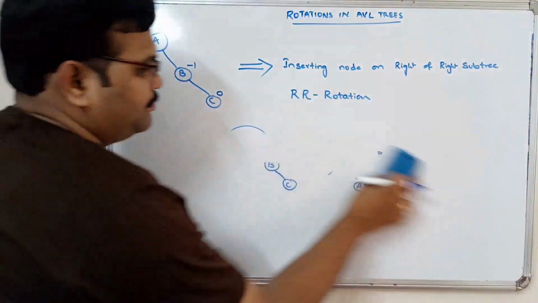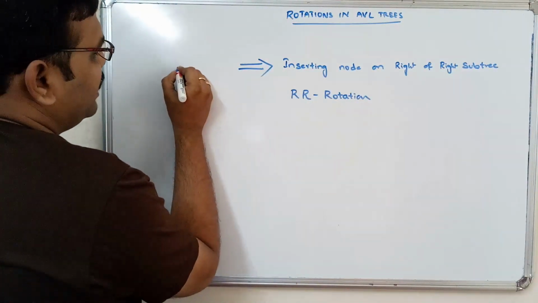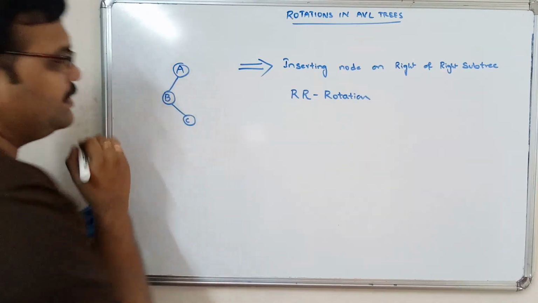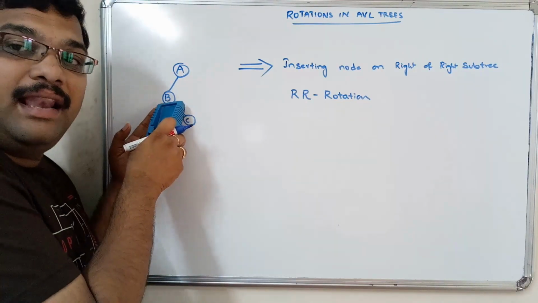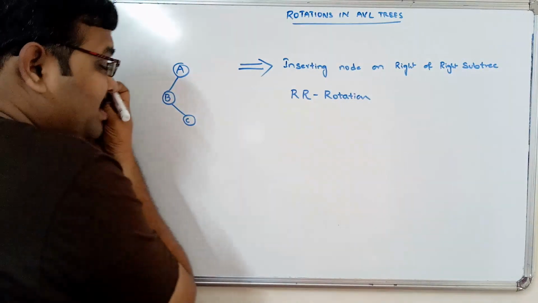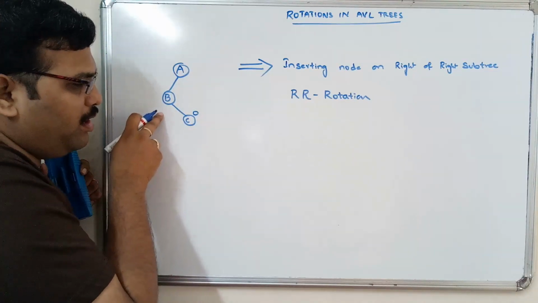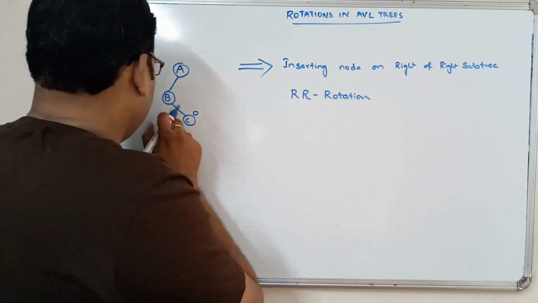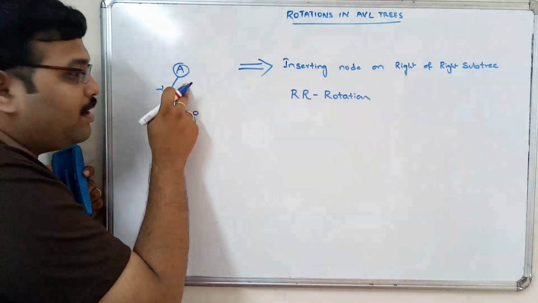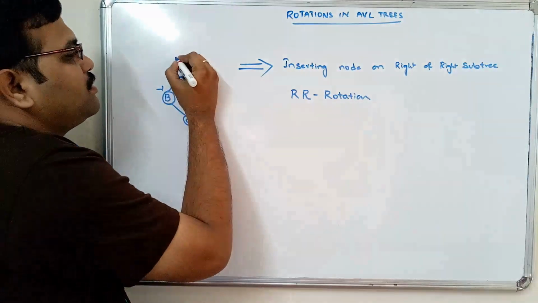Next, if the situation is like this: A, B, C. B is a left child for A, C is a right child for B. Now, what is the balancing factor for this one? It's a leaf node, so 0. For B, left is 0, right is 1, it will be minus 1. Next, on the left side it is 1 and 2, right side is 0. So 2 minus 0, 2.